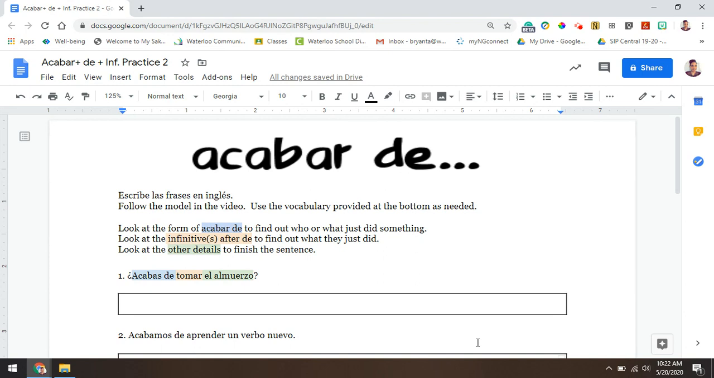Muchachos. Today I'm going to walk you through the second practice sheet for acabar de plus infinitives. This time, we're looking at some Spanish statements and questions, and we're going to translate them to English.